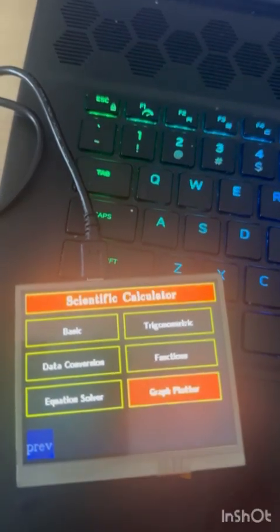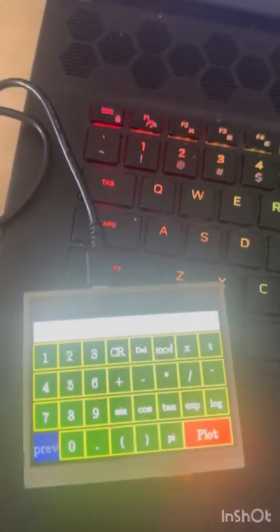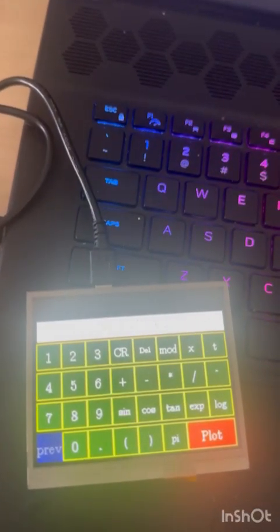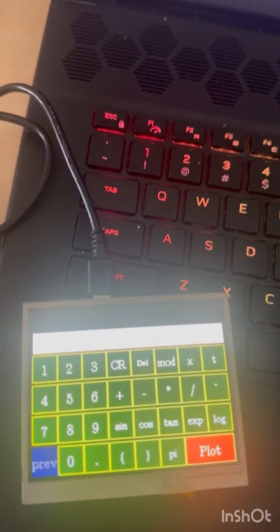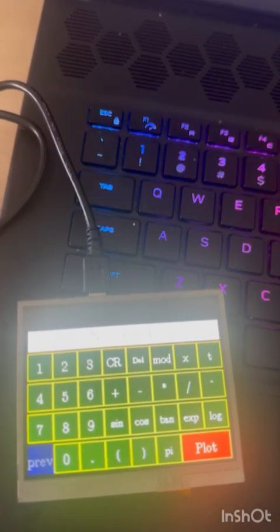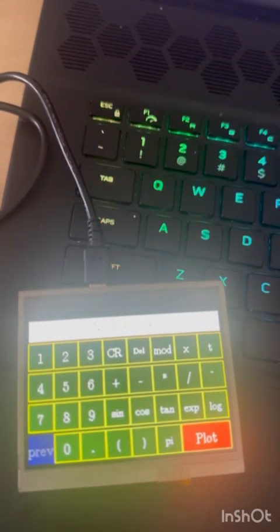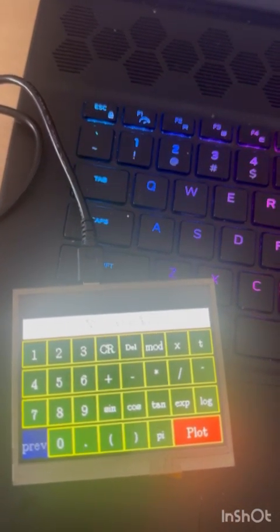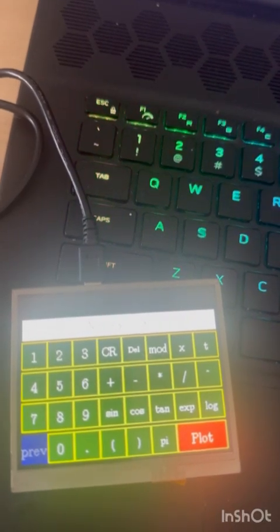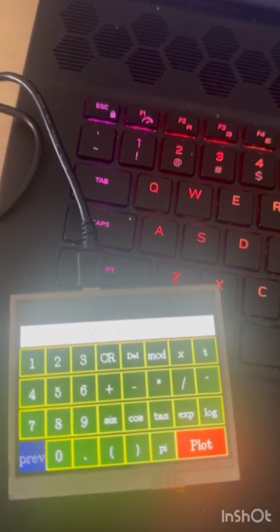Next one is the graph plotter. In the graph plotter we can plot the graph of any function. Like you can see sine, cos, tan, exponential, logarithmic, variable x, pi, with respect to time t.